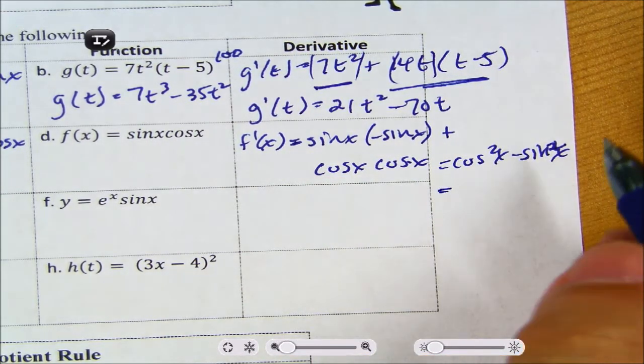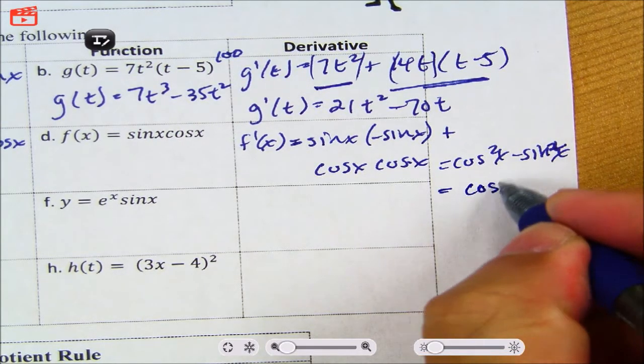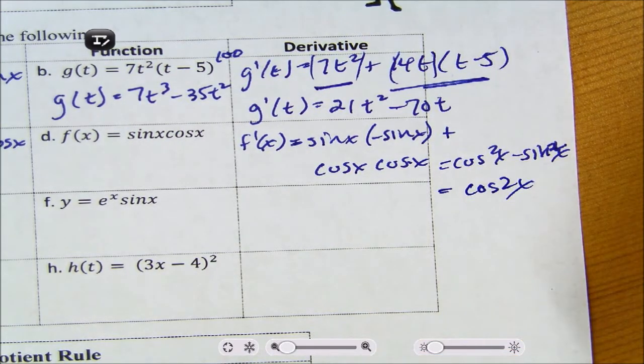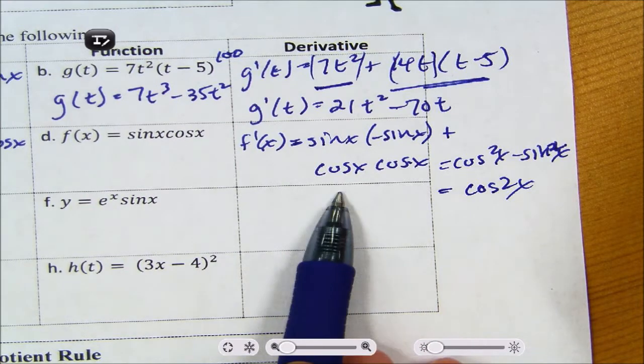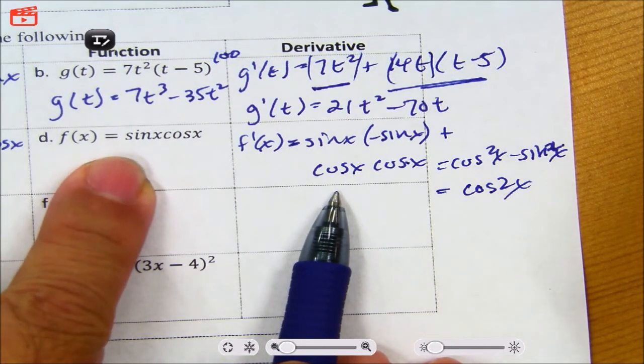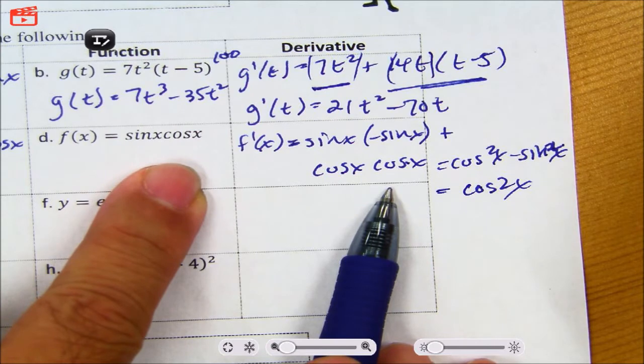This is equivalent to cosine 2x. So you got cosine x times cosine x? What was that again? What steps? Okay, so I took the derivative of the first part and kept the second part, minus sine squared. But in the first one, you took the derivative of the second part and kept the first part?